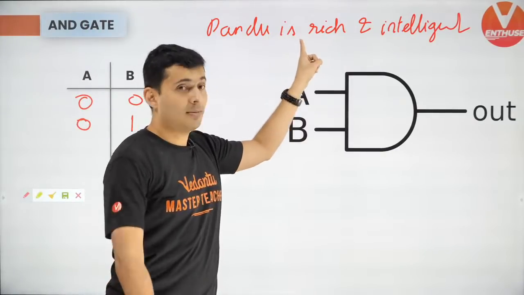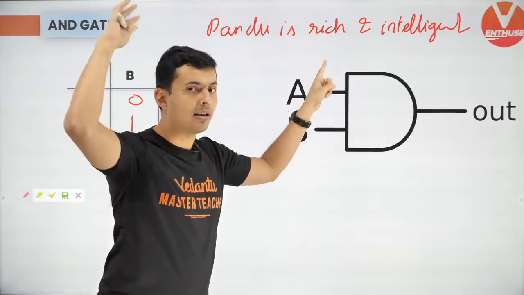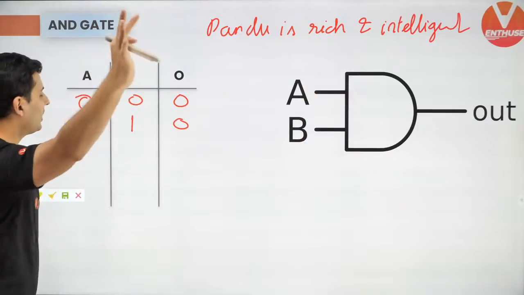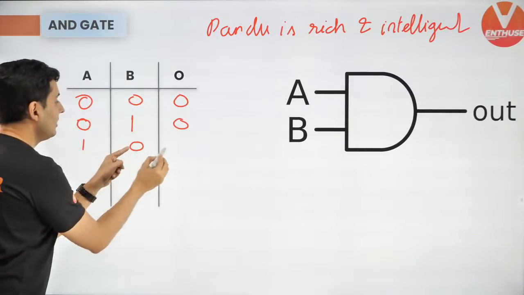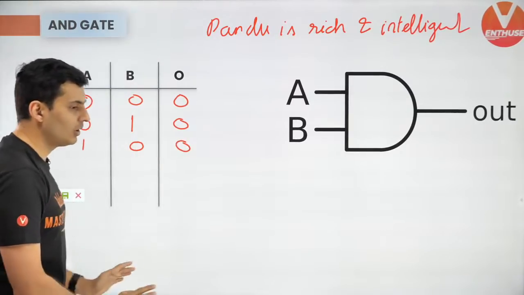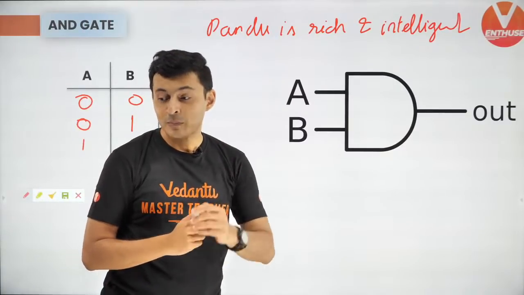Next, you check Pandu's richness. He drives a Lamborghini. He is very rich. He is not at all intelligent. He is a duffer. Is Pandu rich and intelligent? No, not at all. Very good.